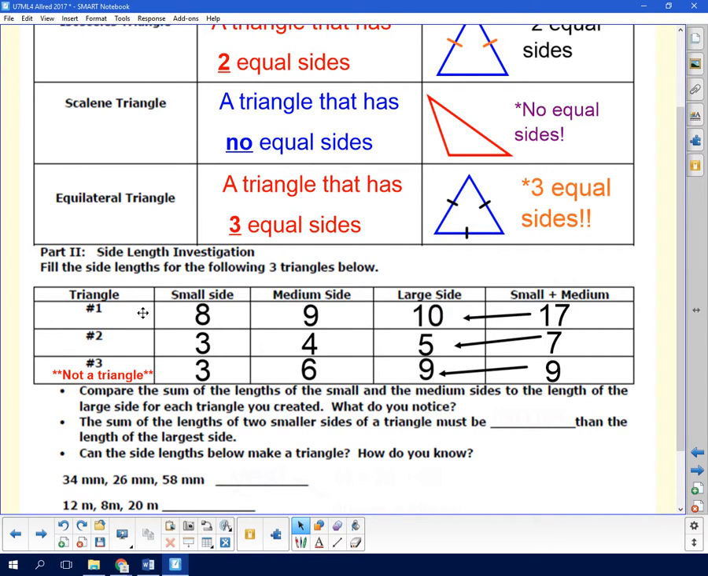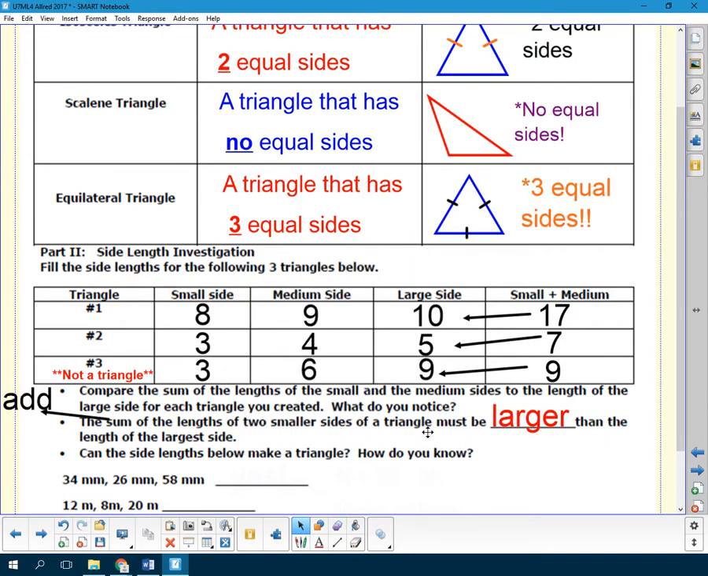Pause your video, talk to a partner. The truth is the sum, what does sum mean? Sum means add, addition. So when you add the lengths of the two smaller sides of a triangle, they must be larger than the length of the largest side. They must add up to be greater than the length of the largest side. If it is equal to, it will not work. You can't make a triangle that way. And I'll show you that when you come to my station.